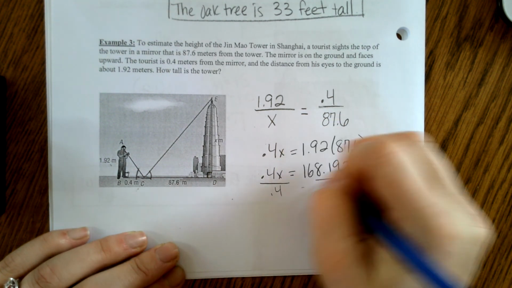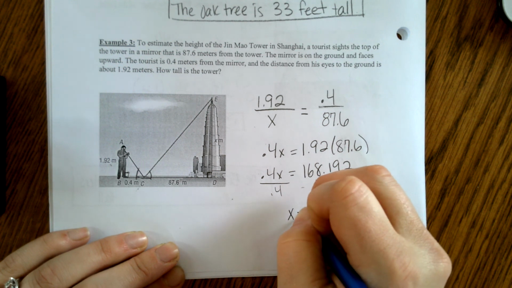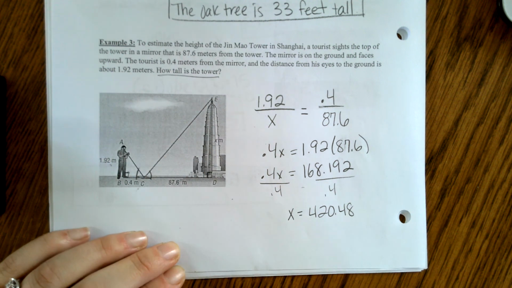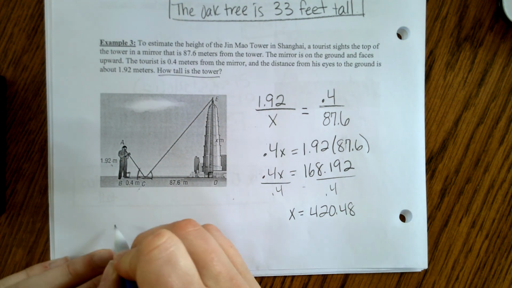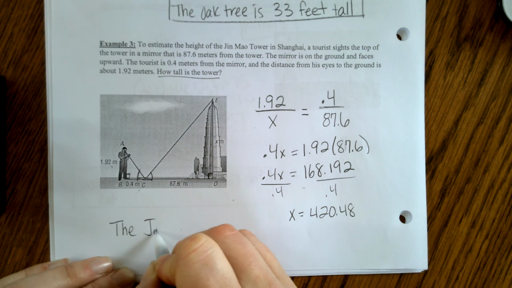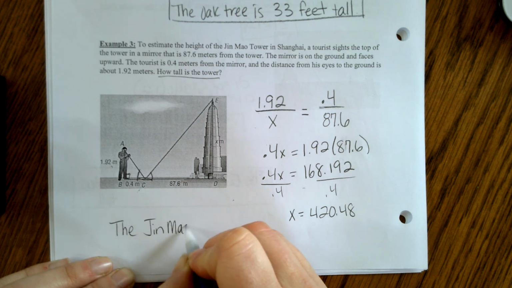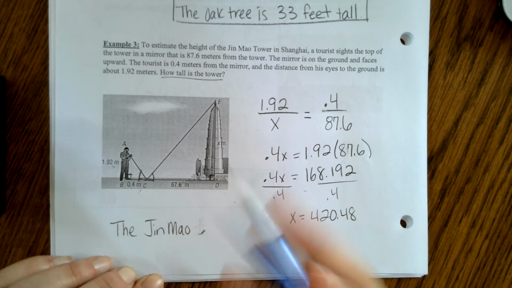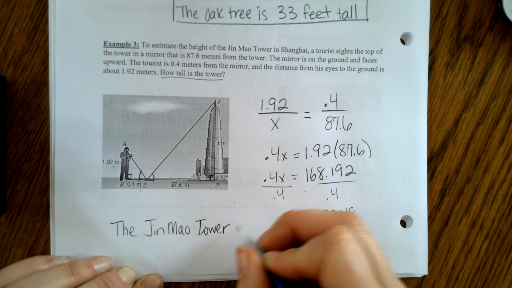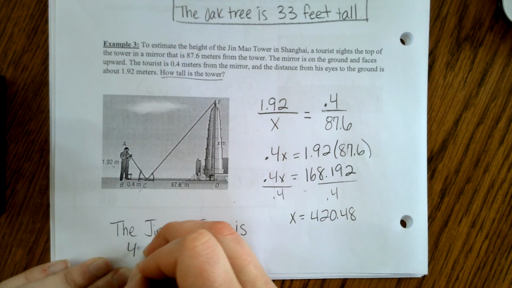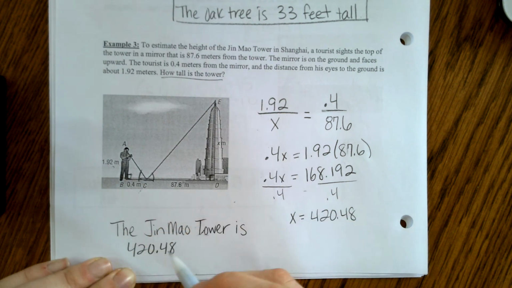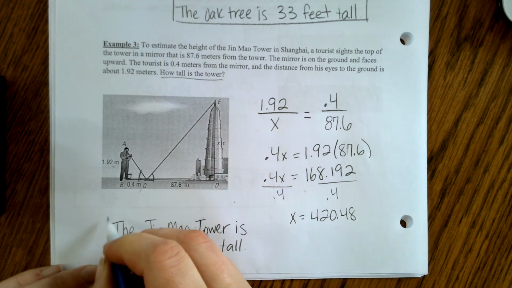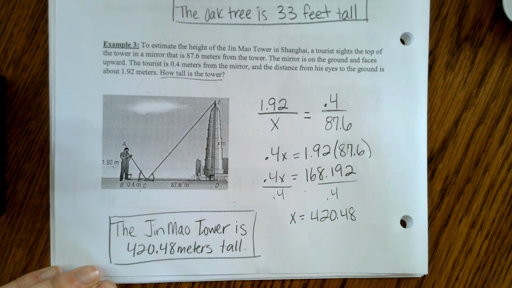Divide by 0.4, divide by 0.4, and you get x equals 420.48. So the question was, how tall is the tower? So we'll say the Yinmao Tower is 420.48. Don't forget your units, it's meters tall. And that's your answer.